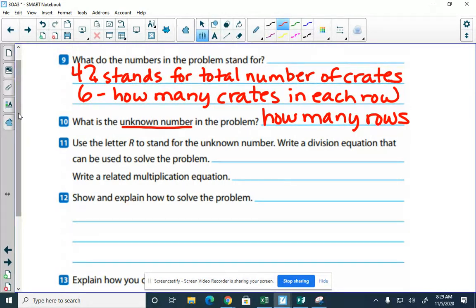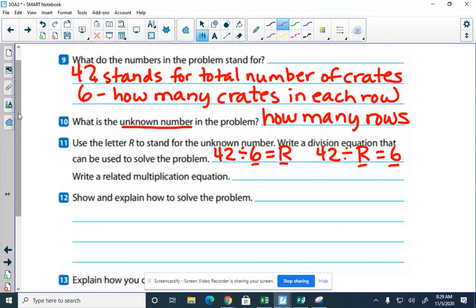So if we use the letter R to stand for the unknown number, if we write a division equation that can be used to solve the problem, we saw that a couple of slides ago when it was saying we could use division. If we say 42 put into rows of 6 will give us how many rows? Or we could look at it as if I take 42 and put it into, I don't know how many rows, and there's 6 in each row, that's what that would look like. It depends on which way you're looking at each of these pieces of the division problem, and you can flip those.